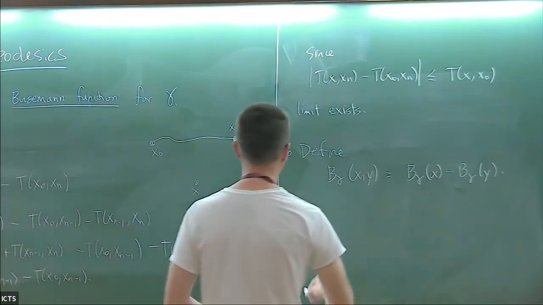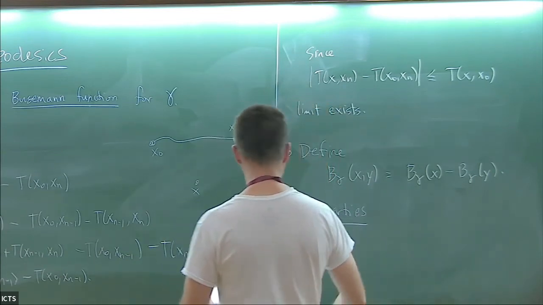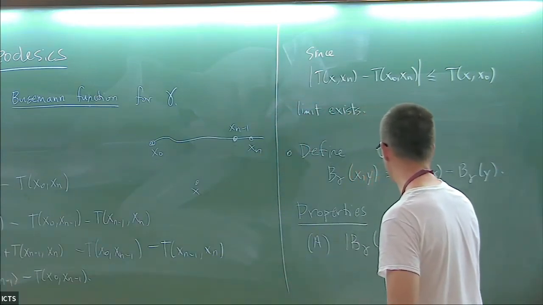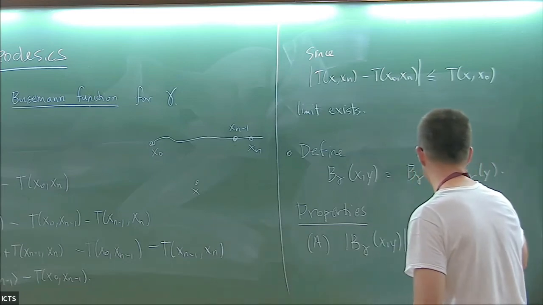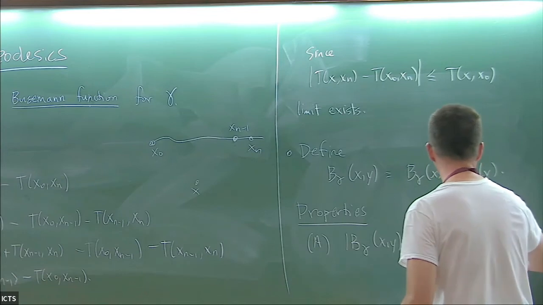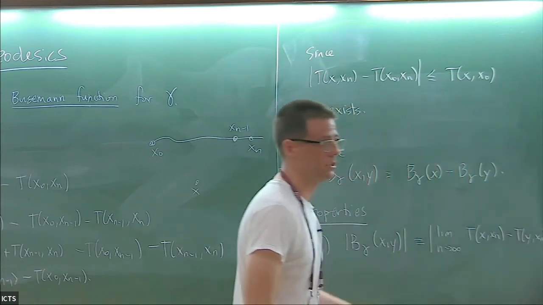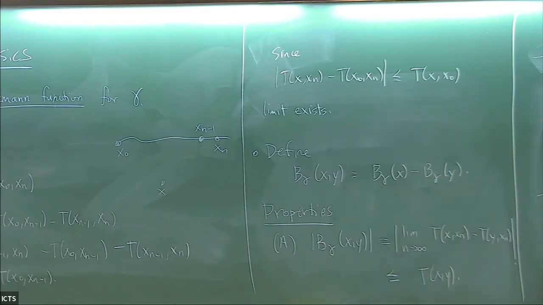Okay, so let's give some properties. Okay, A, we have that B gamma of x,y in absolute value. As I said, when you write out the definition, one of the terms cancels, and you just get that it's the limit, n goes to infinity, of T(x, x_n) minus T(y, x_n). And then you can just apply the triangle inequality to get that this is bounded above by T(x,y). Okay, so the bivariate Busemann function in absolute value is bounded by the passage time.